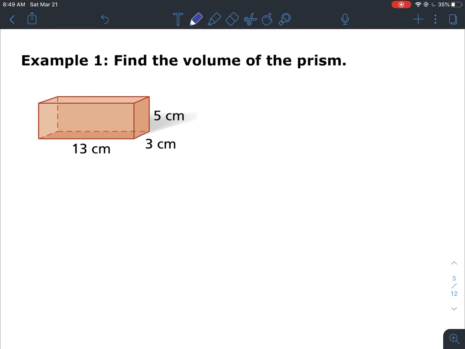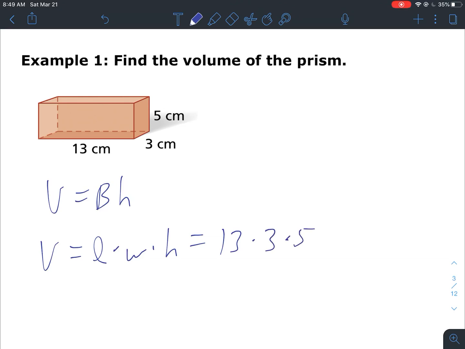Here we have a rectangular prism. Our formula is BH, or length times width times height. Doesn't really matter which number is which. I'm going to use 13 for L, 3 for W, and 5 for H. And if you have your calculators handy, you can type that into your calculator. And also, just so you know, volume is always cubic units because we use 3 dimensions for it. Our answer should be 195 cubic centimeters.